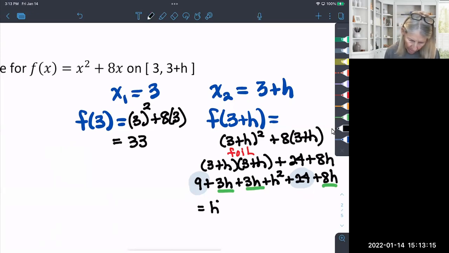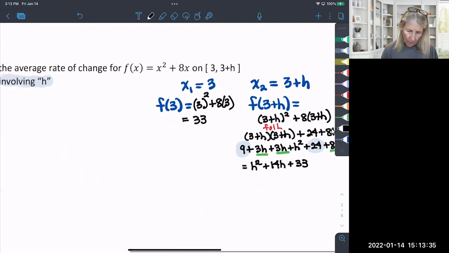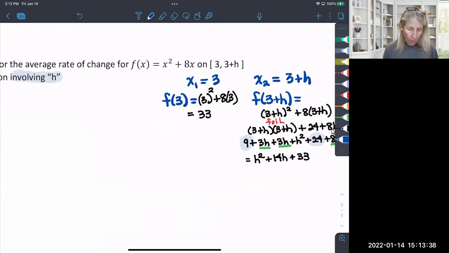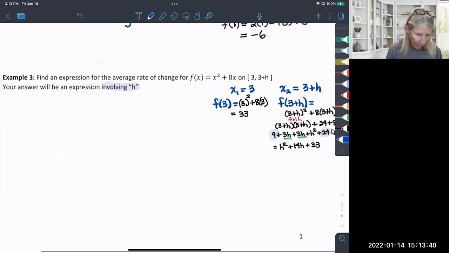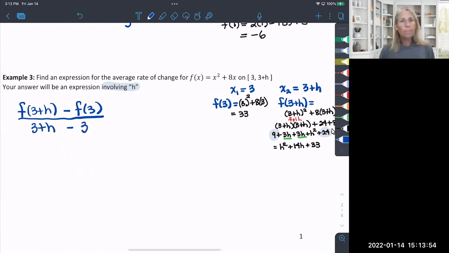So let's get that cleaned up a little bit. So I'll have an h squared. I have, let's see, 6 plus 8, 14h, and 9 plus 24. There's that 33 again. So this is our f of 3 plus h. All right, a little more complicated than the last one, but now let's go and plug all this in our formula. So remember, our slope formula or our average rate of change formula is going to be this: f of 3 plus h minus f of 3 divided by 3 plus h minus 3.